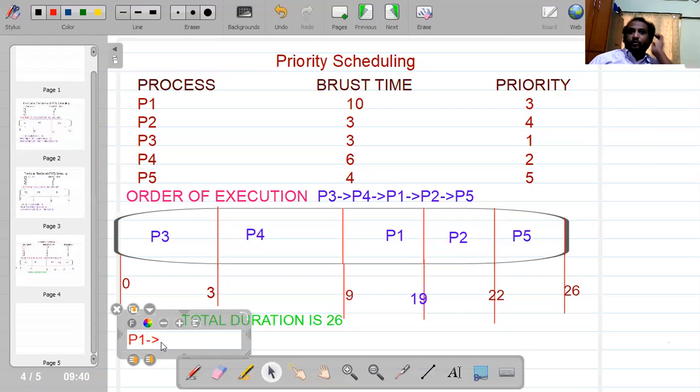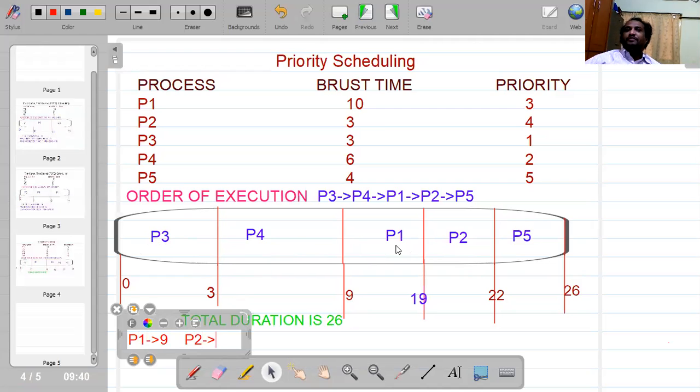So suppose we take the process P1. What is the waiting time of process P1? P1 has started after P4, so it has waited for P3 and P4. So it has waited for 9 milliseconds. Then if you take P2, how much time has it waited? It has waited for P3, P4 and P1.